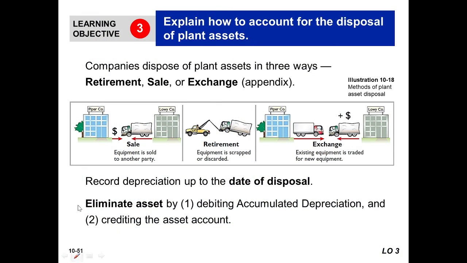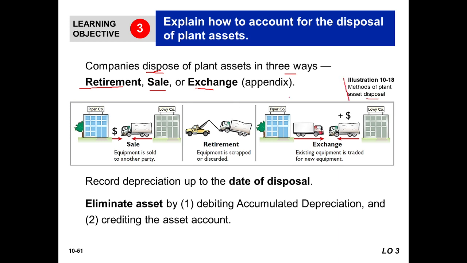Here, please look. Companies dispose of plant assets in 3 ways. That means after the asset's life, just 3 ways are used for disposal. Number 1, retirement. Number 2, sales. Number 3, exchange. Okay. So here are the methods of plant asset disposal.